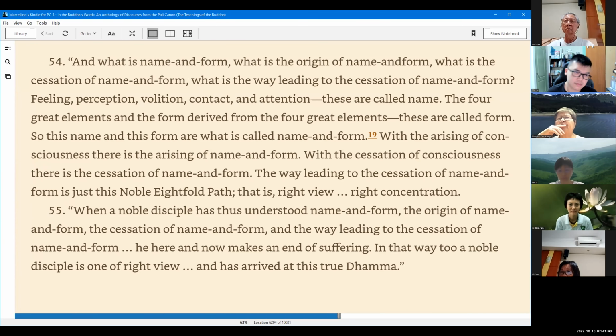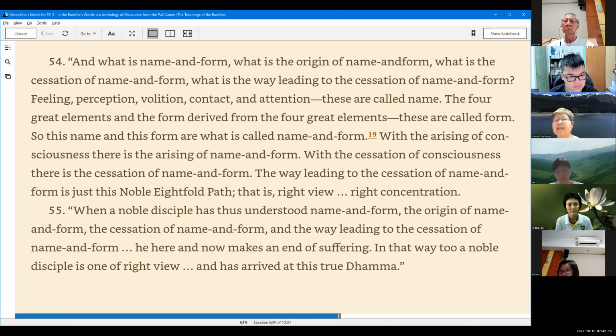And what is name and form? What is the origin of name and form? What is the cessation of name and form? What is the way leading to the cessation of name and form? Feeling, perception, volition, contact, and attention. These are called name. The four great elements and the form derived from the four great elements. These are called form. So this name and this form are what is called name and form.